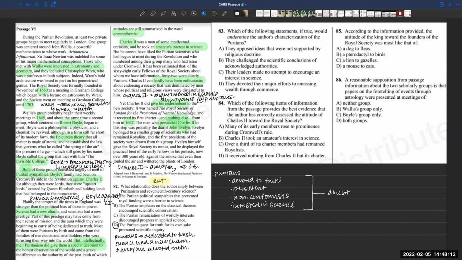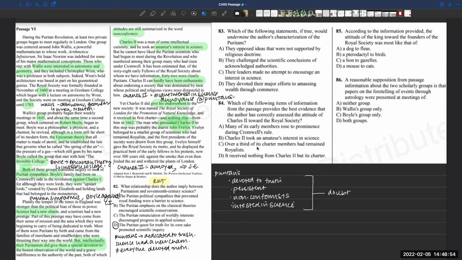Okay, let's take a look. Which of the following statements, if true, would undermine the author's characterization of the Puritans? Let's start with A. They opposed ideas that weren't supported by religious doctrine. Would that undermine any of these ideas that I've written down? If a Puritan person, it would. Which bullet point would it undermine? It does undermine one of them.